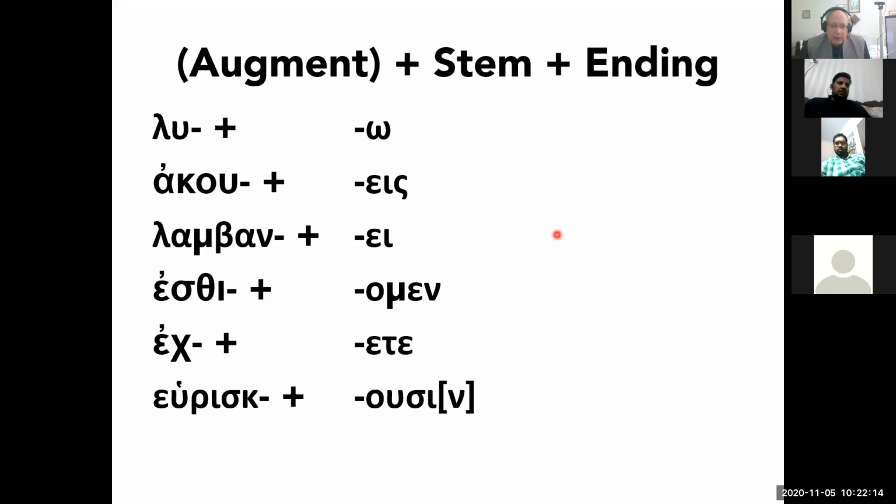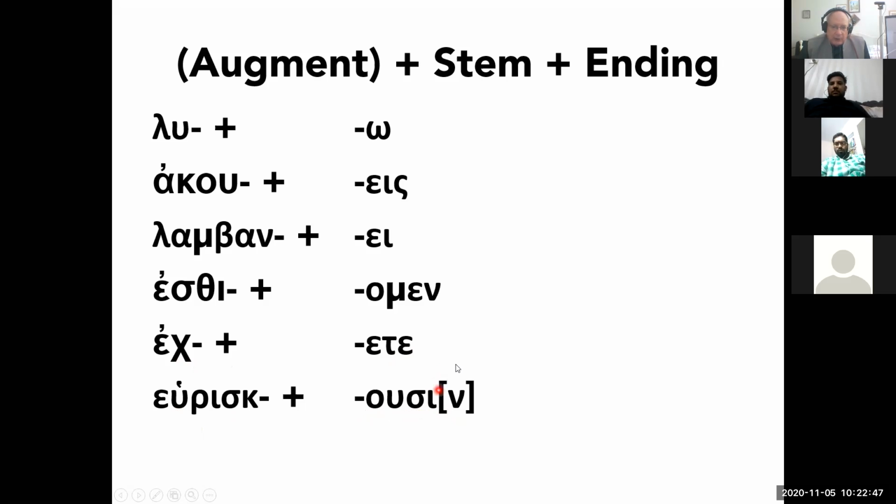Esthiomen, we are eating. Echete, you plural. Notice this is singular, this is plural. You plural are having, or simple present, you have. You are having, or you have. And finally, heuriskousin, they are finding.